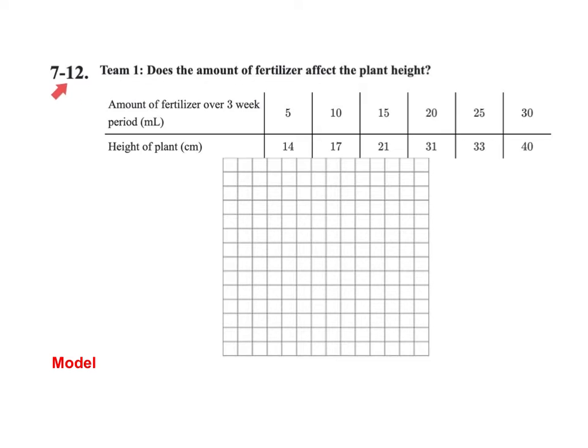So here is Team 1's data that's based off the amount of fertilizer. So we want to try to create this graph using these 1, 2, 3, 4, 5, 6 points. So let's take a look at this. I'm going to say that the height of the plant in centimeters is going to be on my y-axis. I'm going to say that my fertilizer in milliliters is going to be on my x-axis.